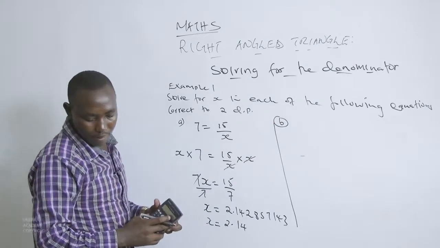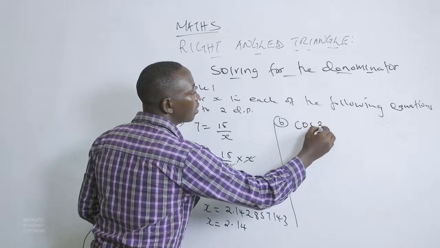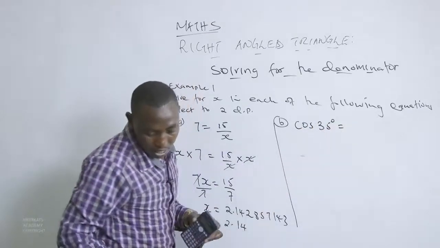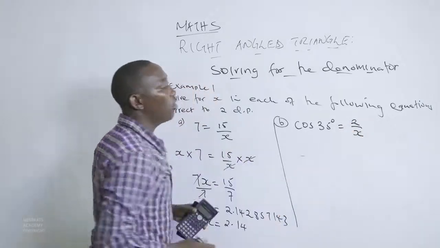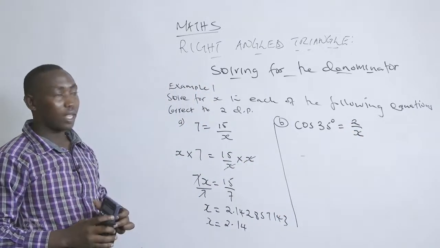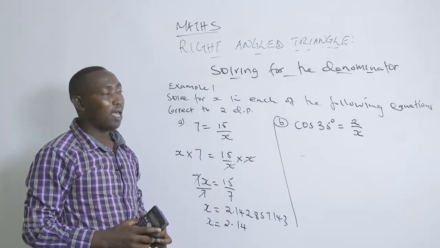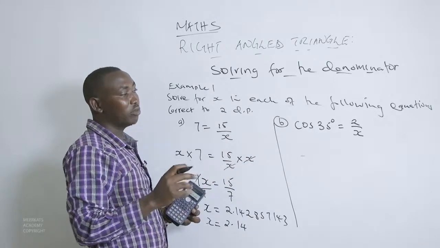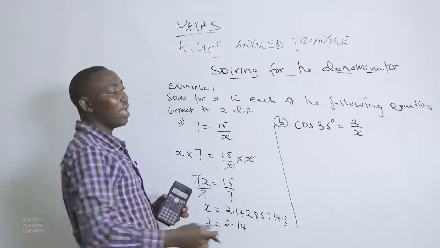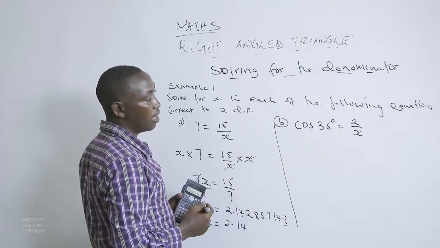Part B, we have cos 35 degrees is equal to 2 all over x. Again, recall that x is a denominator, and therefore we need to eliminate it from the denominator. And for us to be able to do that, we said we multiply x on both the right hand side and the left hand side.